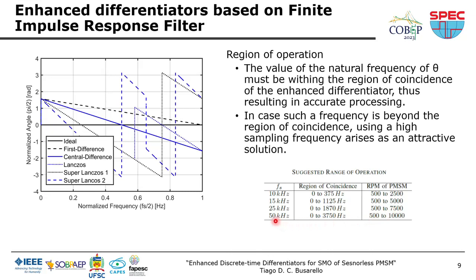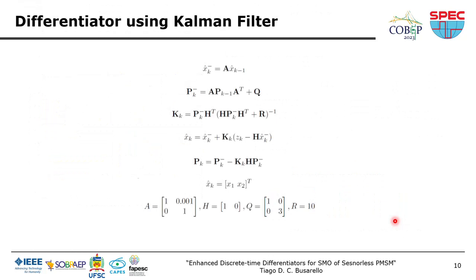Up to 50K, you're going to see that the machine can work at 10,000 RPM accurately, and the discrete time differentiator is computing its function properly. Of course, this region of operation is valid for the machine used in this paper. Another proposal here is the differentiators using the Kalman filter.